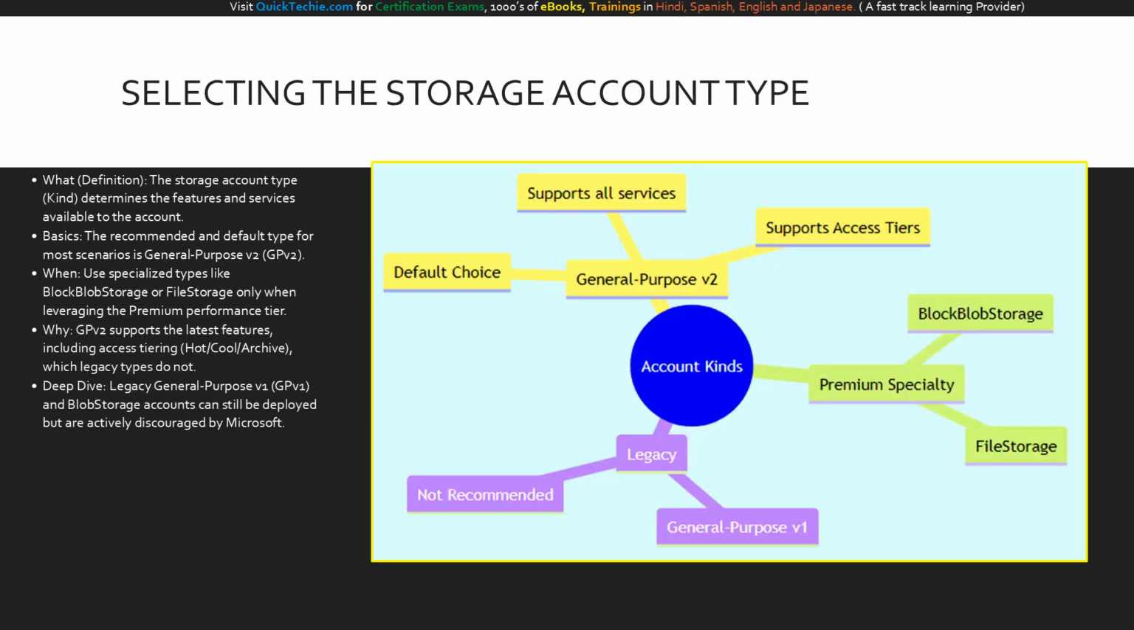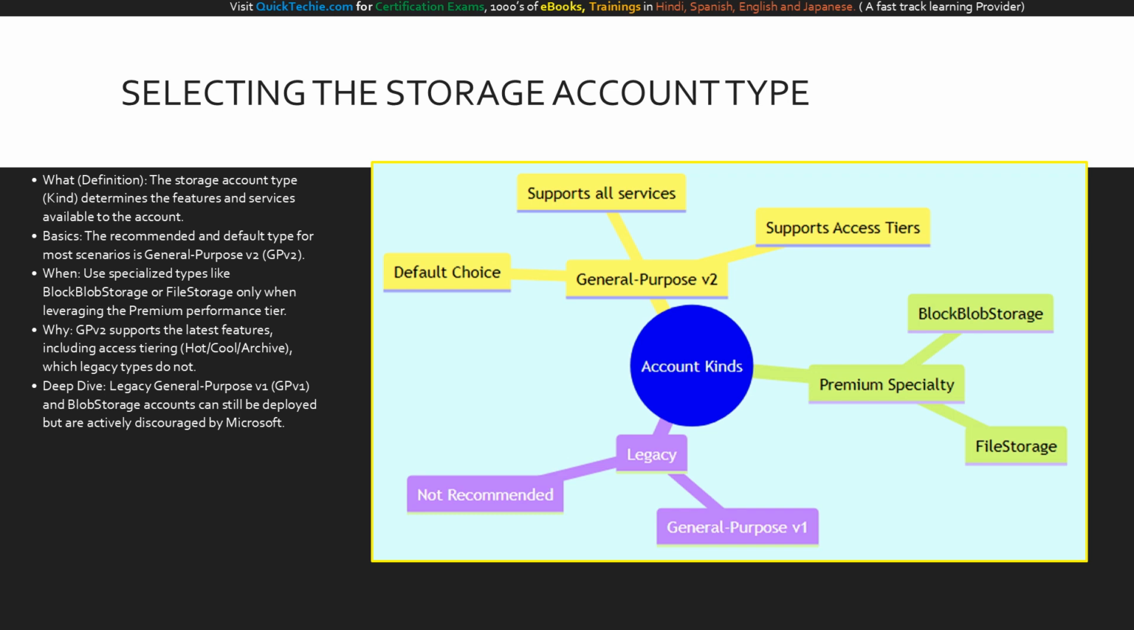On slide 3, we address the storage account type, sometimes referred to as the kind. What is this? It's the classification that determines exactly which features are unlocked for your deployment. The basic best practice is simple: always use General Purpose v2 or GPv2. When would you use something else? You only select specialized types like block blob storage or file storage when you are utilizing the premium performance tier we just discussed. Why is GPv2 the standard? Because it supports all the latest Azure innovations, including lifecycle management and access tiering, giving you the best flexibility.